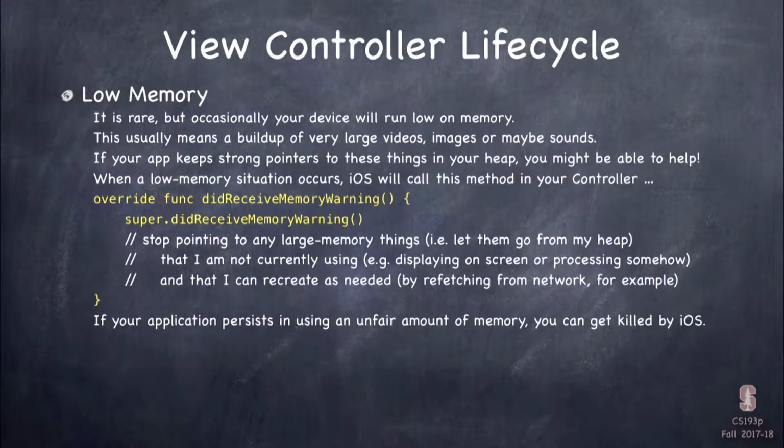But maybe if you had an app that had a memory leak, that was leaking big images in memory, then it could happen. But anyway, you'll be sent this when that happens, and all this is asking your view controller is, please release anything from the heap that you can recreate fairly easily later, or when you need it. And so it's kind of a memory cleanup kind of thing.